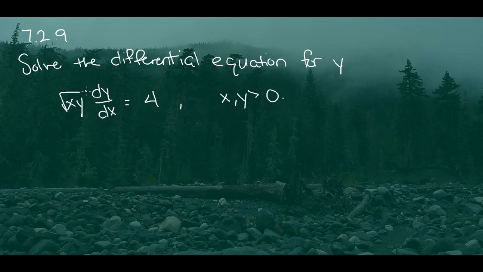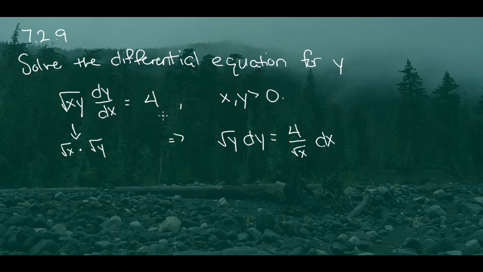To do this, we're going to use the method of separation to get our x and y variables on opposite ends and then integrate both sides. So the first thing I can notice is that I can rewrite this square root of xy as square root of x times square root of y, right? Now that allows me to bring this square root of x over to the right side along with this dx. So what do I get? Well, I have square root of y dy is equal to 4 over the square root of x dx.